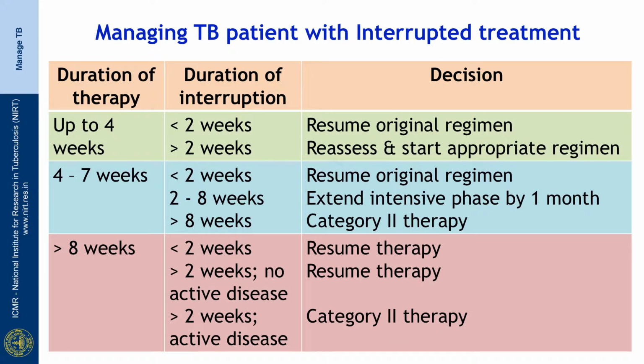You may have other reasons for interruption of therapy also, and this chart tells you what to do in that situation. If the interruption is less than 2 weeks at any point of time, you are able to resume therapy in most situations. If it is between 2 to 8 weeks of interruption and it happens in the intensive phase, then you would need to perhaps restart or extend the intensive phase by 1 month. If the interruption is more than 8 weeks and there is active disease, this is a child who would qualify as treatment after interruption or a defaulter, who would need to be given a retreatment regime, and that is something we need to remember.